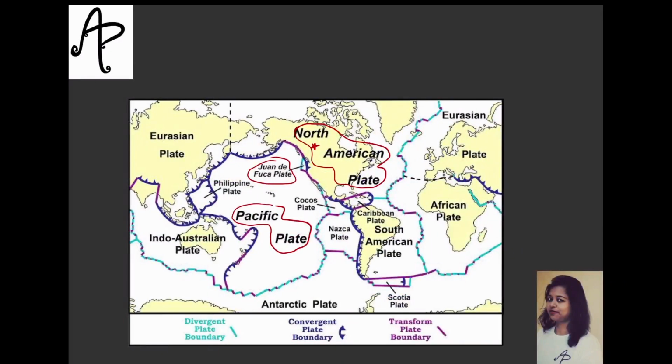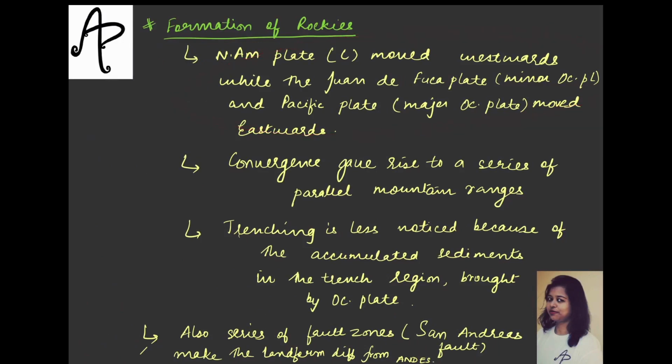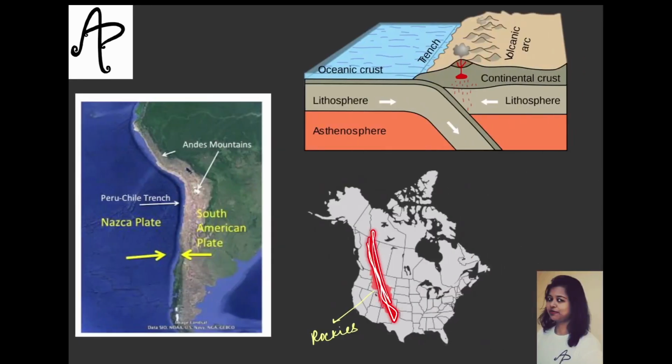Okay? So if this is moving this side and these two are moving this side, there are chances of collision. That is pretty obvious. If something is moving like this and something is moving like this, there will be collision. So these are the plates involved. Firstly, you will remember this. When they move, there is convergence, and the convergence gives rise to a series of parallel mountain ranges, which we understand as the Rocky Mountains, which I have shown you here.